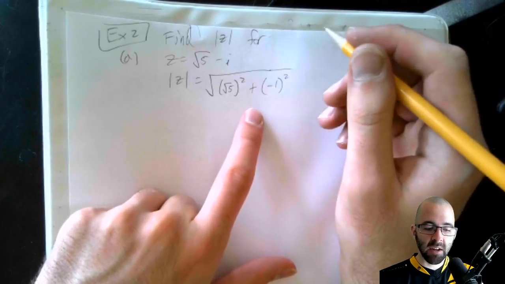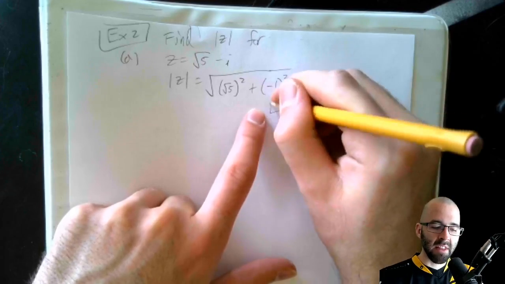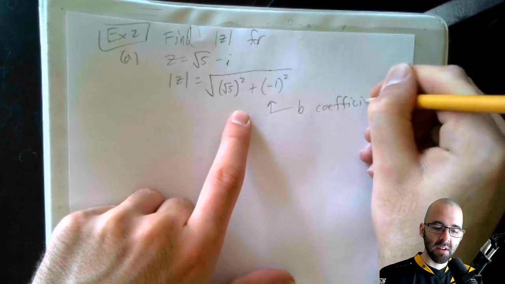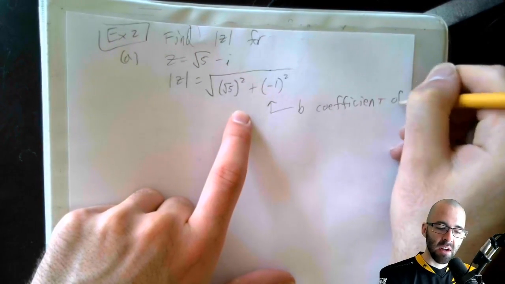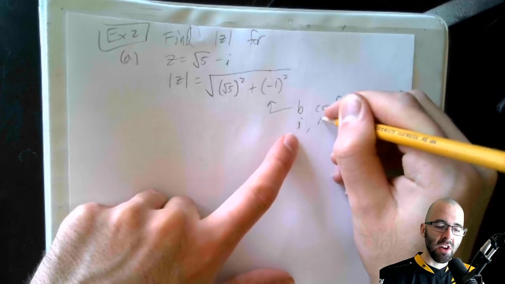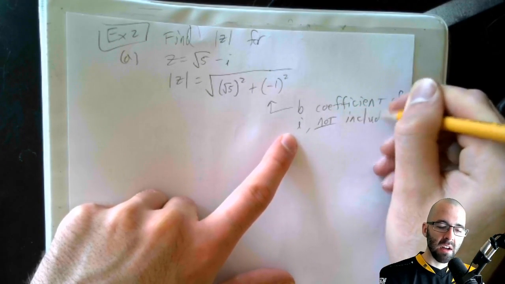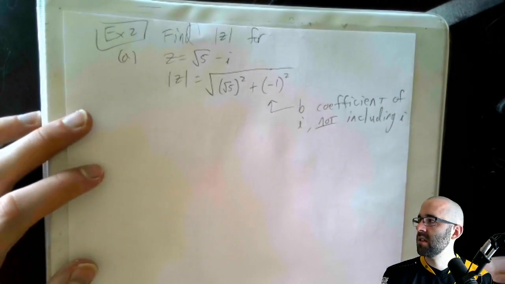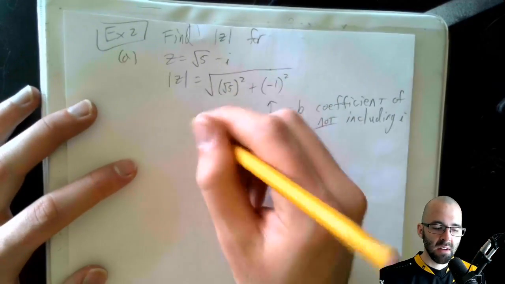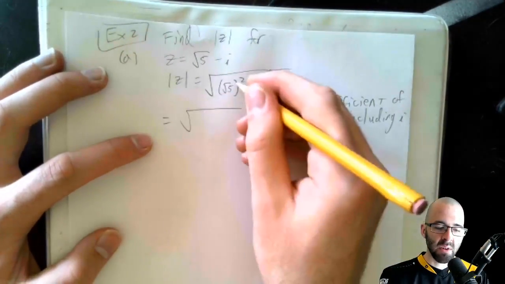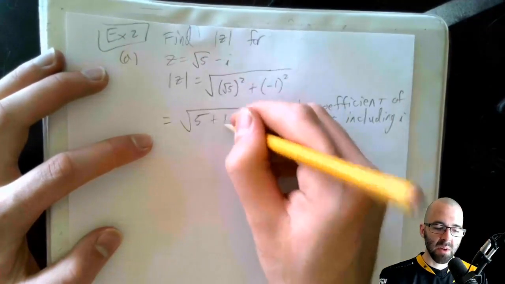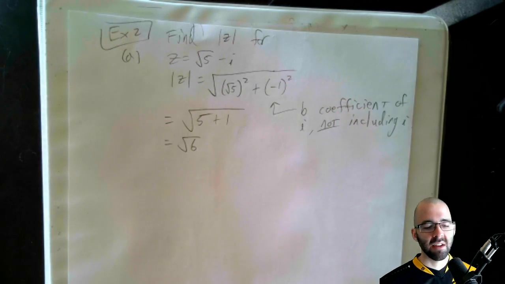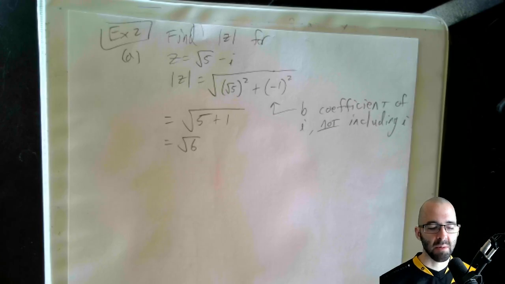So the important thing here is that this is the b value, the coefficient of i, not including i. Do not put i's into this formula for the modulus. Watch out for that. Then you just simplify. The square root of 5 squared is just 5. -1 squared is 1. And we get the square root of 6. That's the length, or the absolute value, the modulus of this complex number.